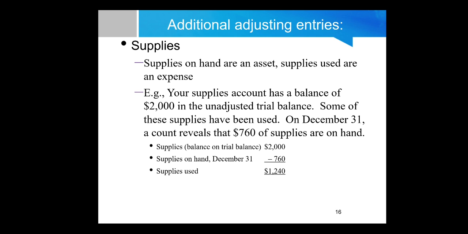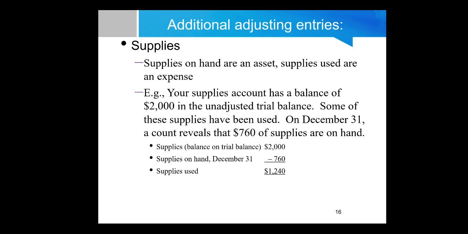When you purchase supplies from a supplier, you record the supplies in the supplies account. Okay, let's say at the end of the year, the balance of the supplies account is $2,000 in the trial balance. Some of these supplies have been used during the year. On December 31st, an account review reveals that $760 of supplies are on hand.